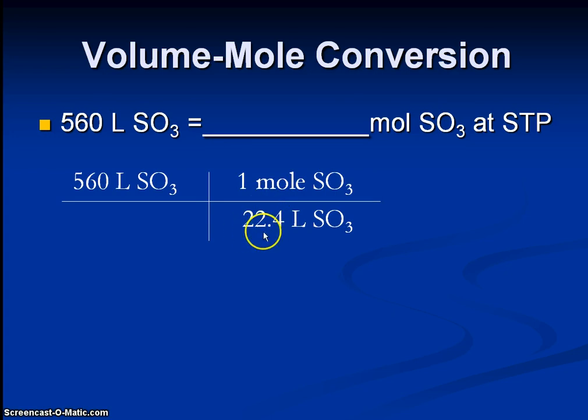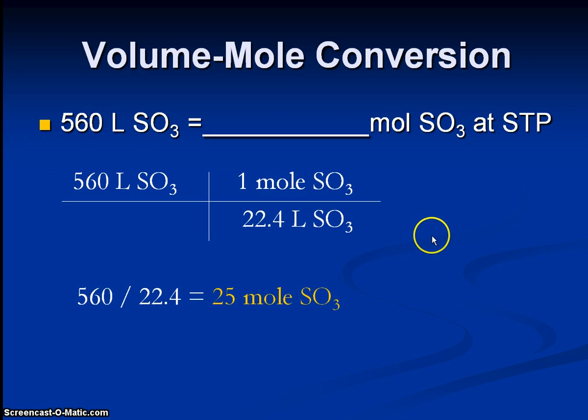Notice that this time the 22.4 is on the bottom of the fraction, and on the previous one it was on the top. So again, you can't memorize where to put these numbers. You have to just set up your units because every question is going to be different. So 560 times 1 divided by 22.4 should give you about 25 moles.